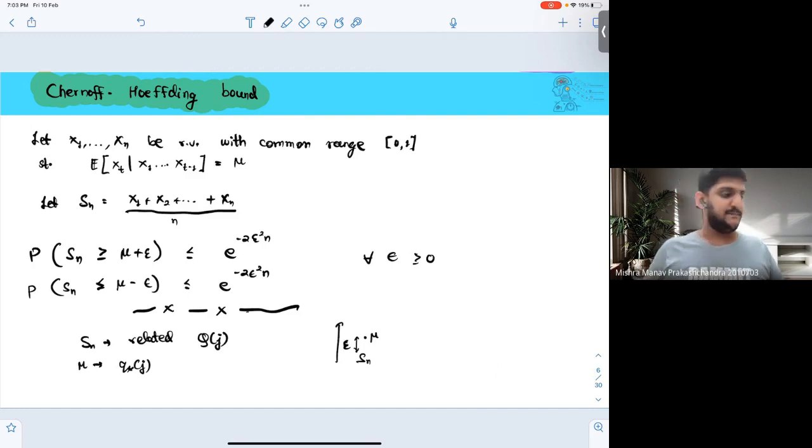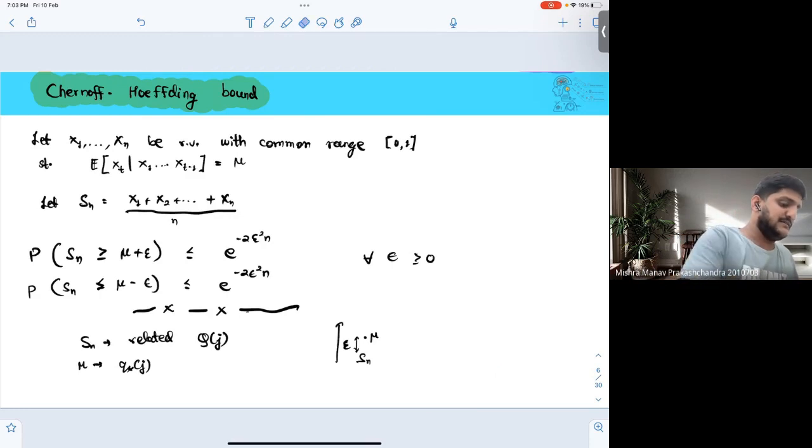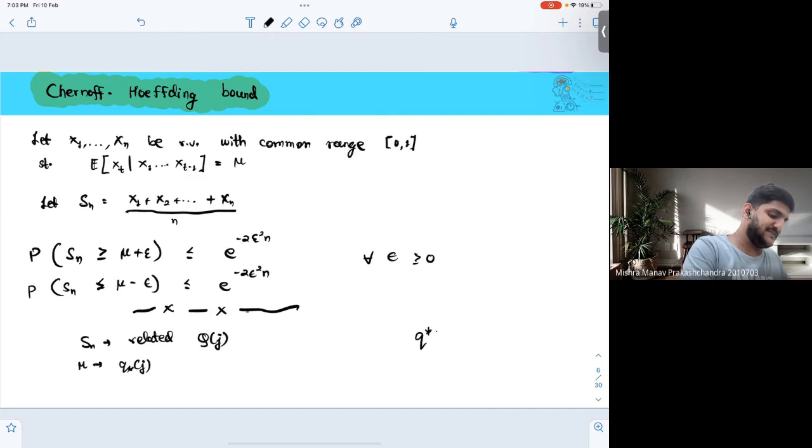Maybe I should forget mu and Sn and look at it from a bandit perspective. So let's say this is Q star A, and this is Q of A. If the distance between them is epsilon, I say that my arm A is epsilon optimal.